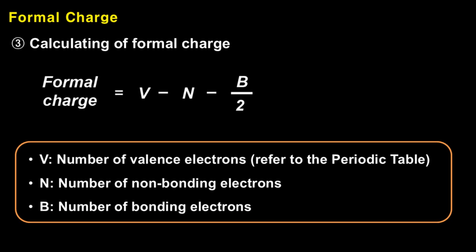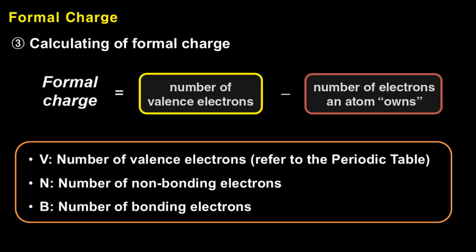To calculate formal charge, there's a simple formula you can use. Start with the number of valence electrons the atom has when it's neutral. Then subtract the number of non-bonding electrons, the ones it keeps to itself. After that, subtract half of the bonding electrons it shares with other atoms. And that's it. The result is the formal charge. Straightforward, right?